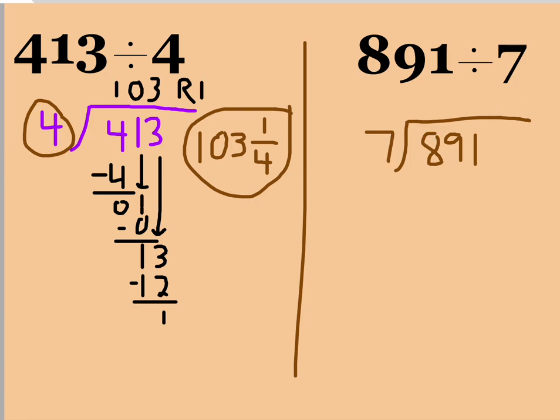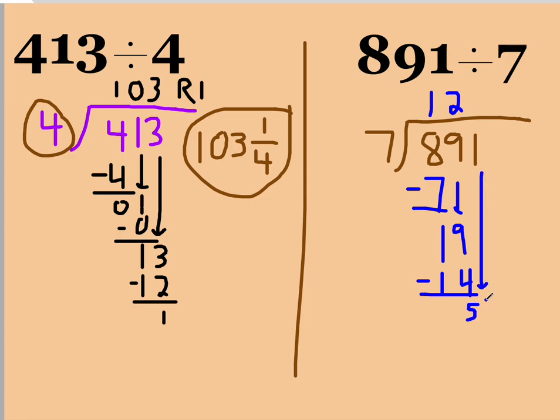Seven goes into 8 only once without going over. 1 times 7 is 7. Subtract. Drop down my 9. 7 goes into 19 twice. 2 times 7 is 14. Subtract that. I get a 5. Drop down that 1. 51.